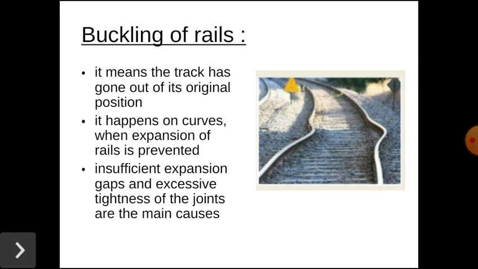The buckling of rails. It means the track has gone out of its original position. It happens on curves when the expansion of rails is prevented. In any curve, we provide an expansion gap. If the gap is insufficient or the expansion is prevented, then buckling of rail will occur.